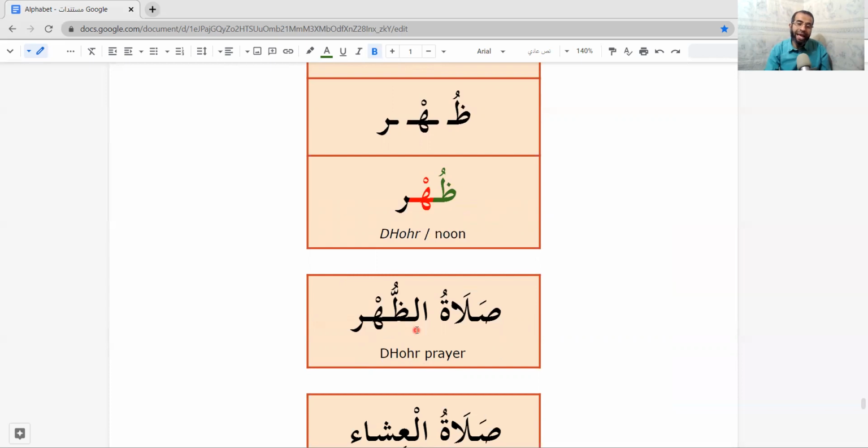This word starts with al, which means the, but lam here is silent. So we say الظهر. When we connect the two words, alif also will be silent. So it will be like this. صلاة الظهر, صلاة الظهر.